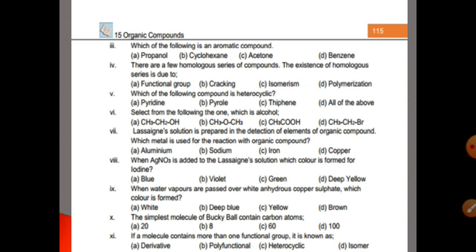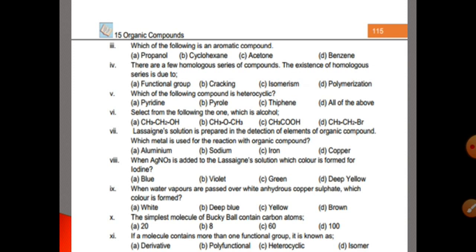There are few homologous series of compounds. The existence of homologous series is due to functional group. Correct answer is functional group. We have already discussed all of these. Which of the following compounds is heterocyclic? Pyridine, pyrrole, thiophene, all of the above.